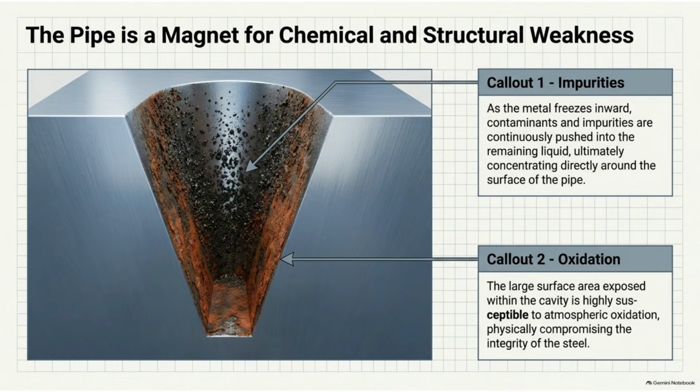The pipe acts as a magnet for chemical and structural weakness. Impurities are pushed into the remaining liquid and concentrated around the pipe, while exposure to the atmosphere leads to oxidation that compromises the steel's integrity.